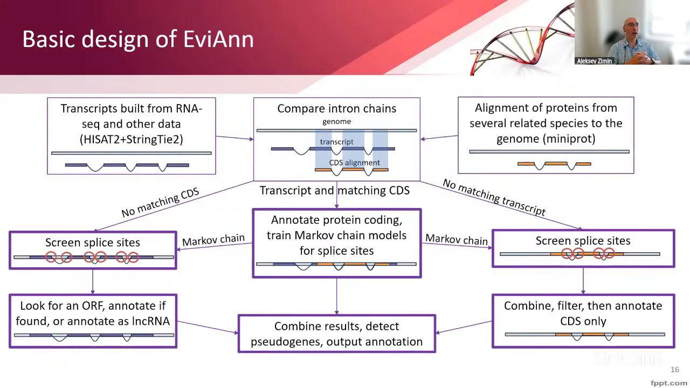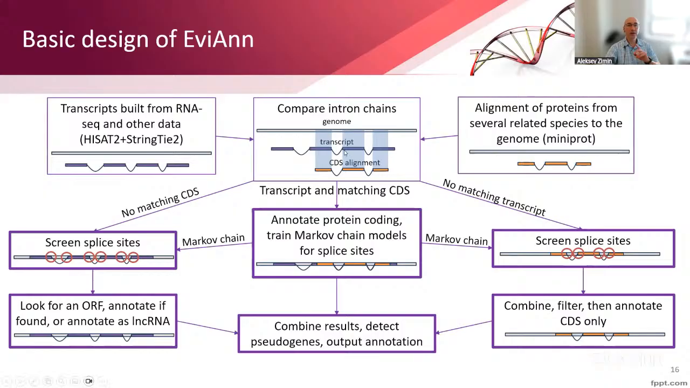Very quickly, I think I'm running out of time, so I'm going to very quickly go over key points of the EviAnn algorithm. EviAnn starts with transcripts built from RNA-seq data, which it by default computes using HISAT2 and StringTie2, and actually StringTie3 in the latest version. And it also uses alignments of proteins from several related species to the genome, and it computes them with MiniProt.